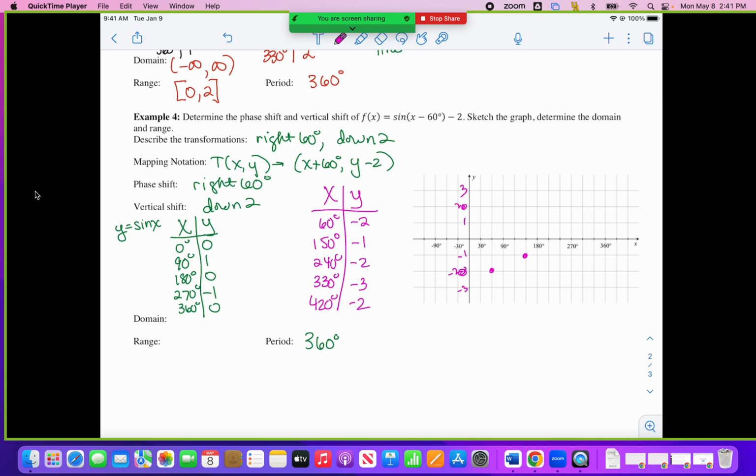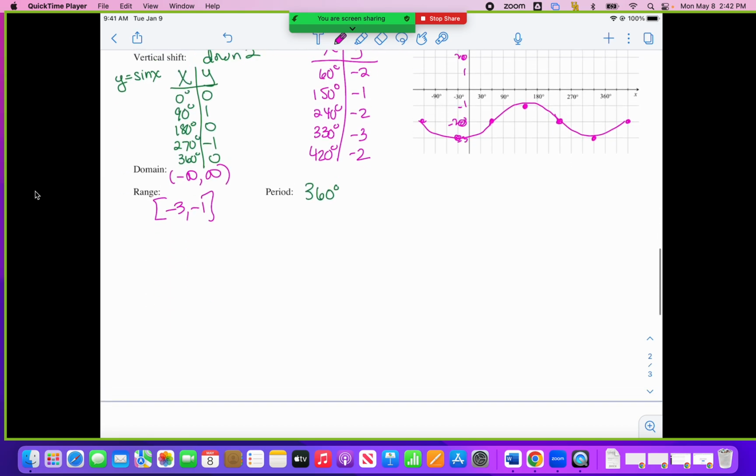All right, so at 60, I'm at negative 2. At 150, I'm at negative 1. 240, I'm at negative 2. 330, I'm at negative 3. And then 420, I'm back at negative 2. If you want to continue it a little bit, it's going to go like this. So the domain is negative infinity to infinity. What's my range? Negative 3 to negative 1. Good job. Negative 3 to negative 1.